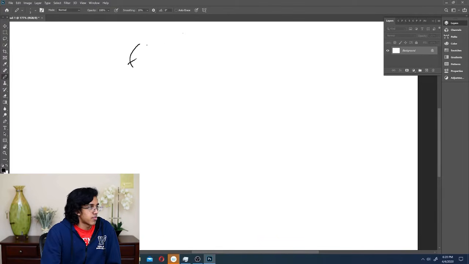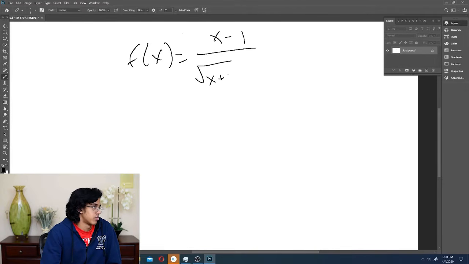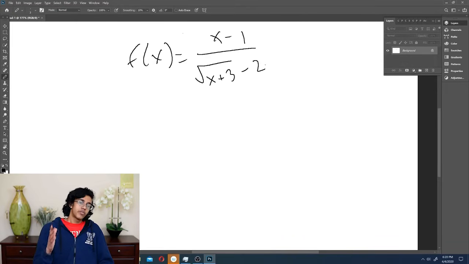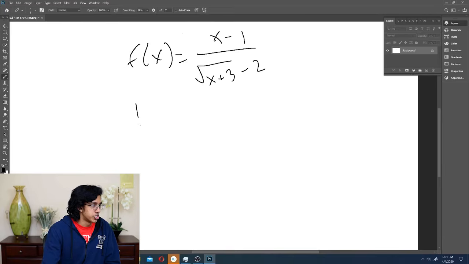Alright, another common thing is rationalizing the denominator in order to solve these problems. So let's say we have f of x equals x minus 1 over root of x plus 3, minus 2. How about that? And let's say we wanted to evaluate the limit as x approaches 1 of f of x.